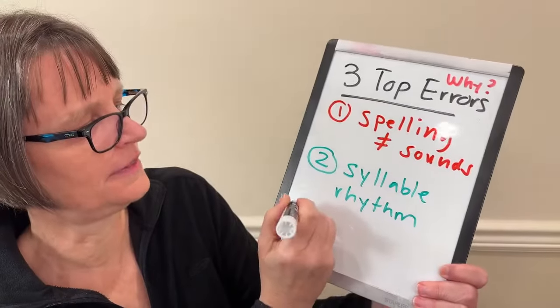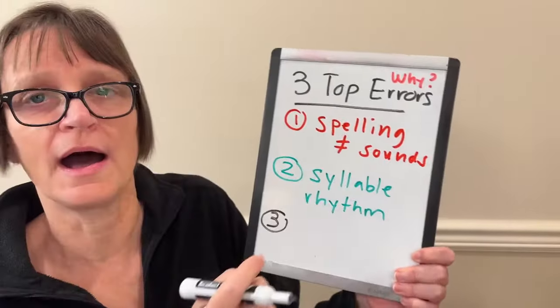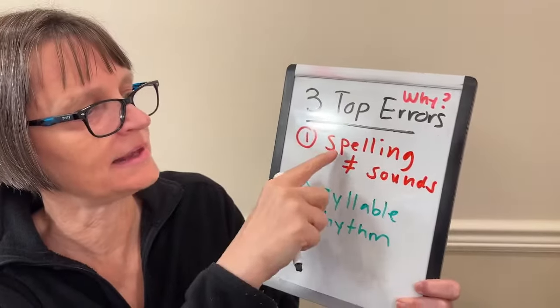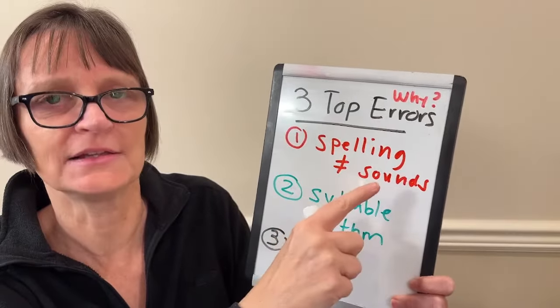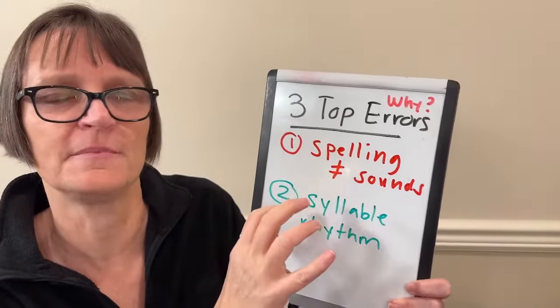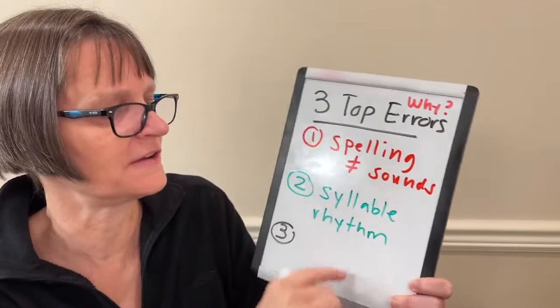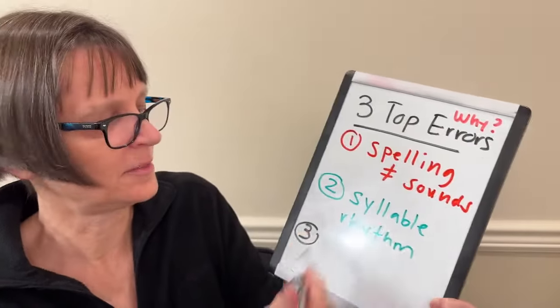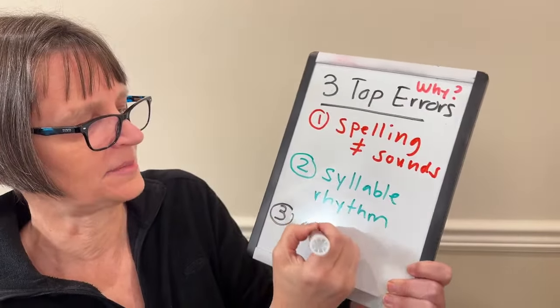Welcome, everyone. Let's look at number 3 for the top reasons why we make errors when we're speaking English. We had our spelling versus sounds. Spelling in English is complicated and doesn't always match the sounds. We often make errors on words because of how they're spelled. Number 2 was our rhythm, syllables we just talked about.